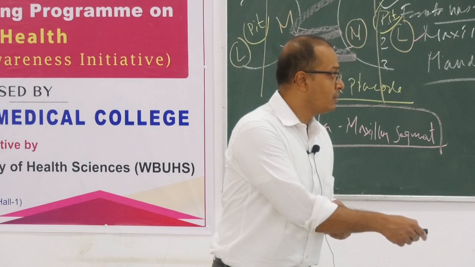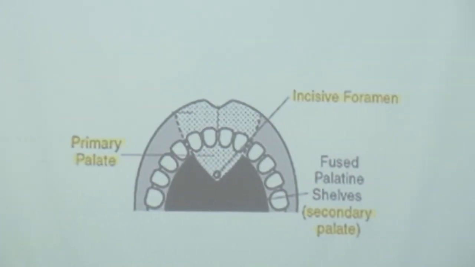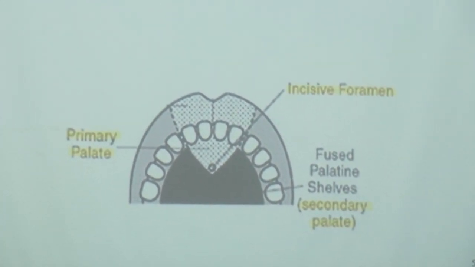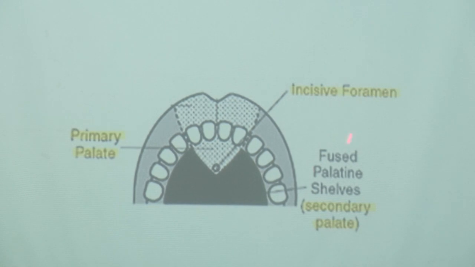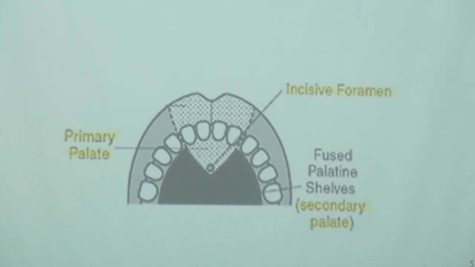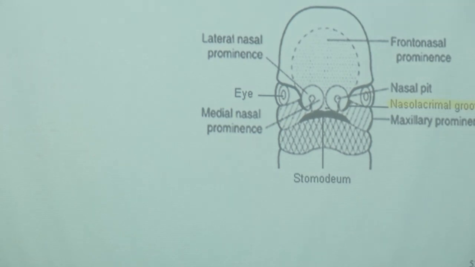So the secondary palate and the primary palate are sourced from different elements. Where is this different element coming from? The same tissue we have been talking about. This area, known as the primary palate, is formed by the intermaxillary segment. So what is the intermaxillary segment?